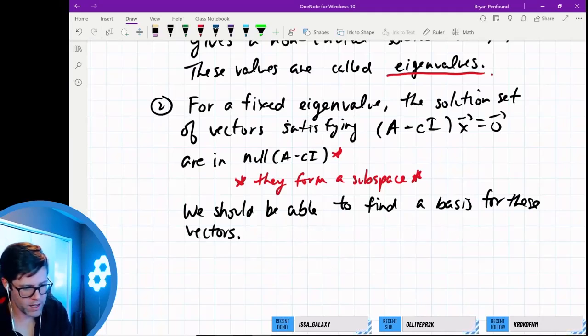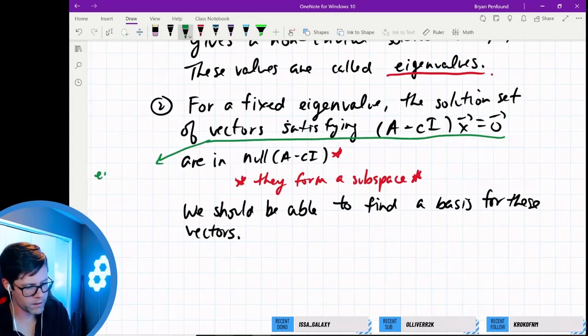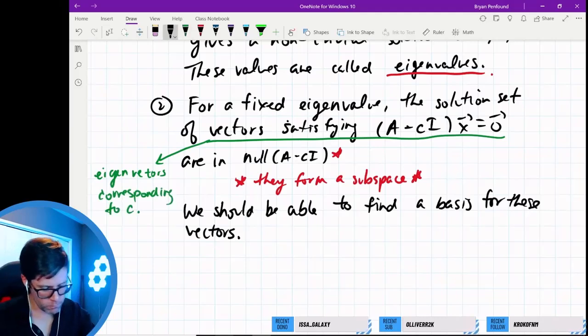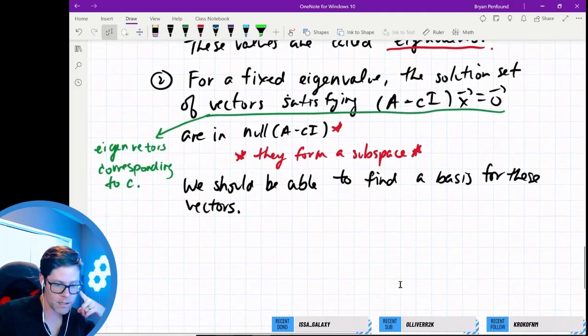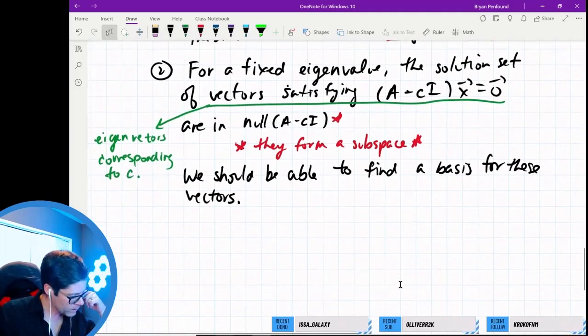I don't like putting that here. It's these vectors here, right? So these vectors are the eigenvectors corresponding to c. And because they're a subspace, I should be able to pick out a couple of those vectors, form a basis, and maybe this basis is going to be something interesting for us to look at. That is kind of the end goal here.